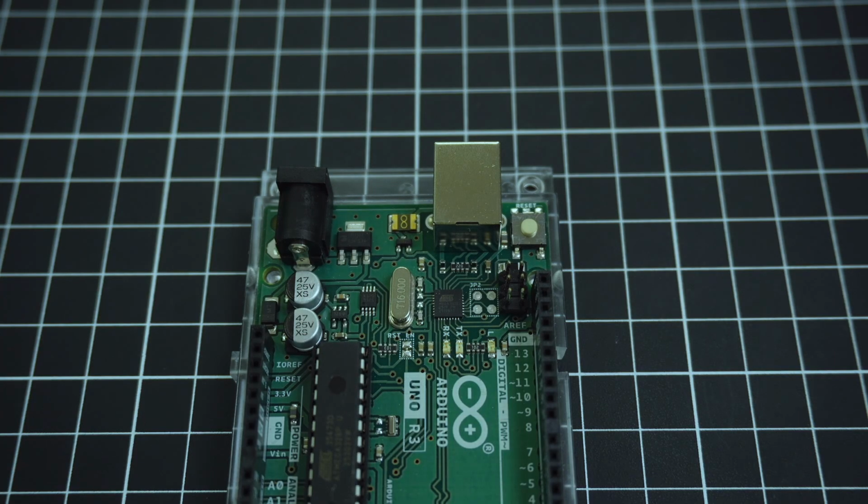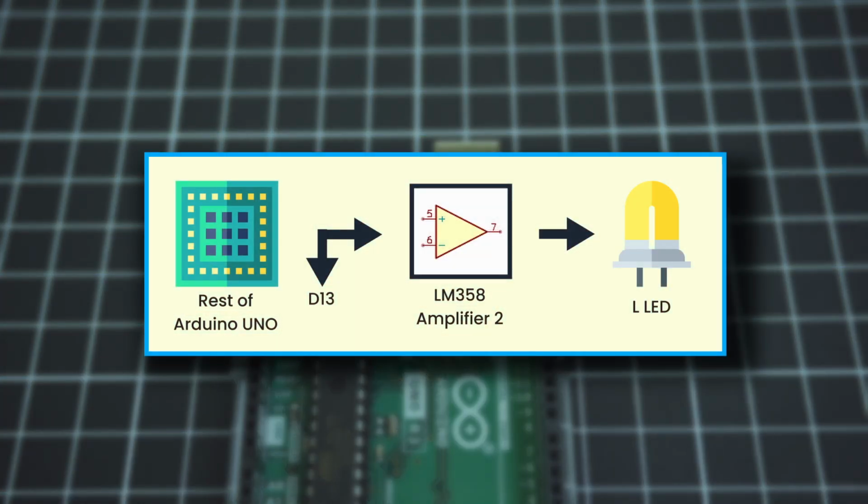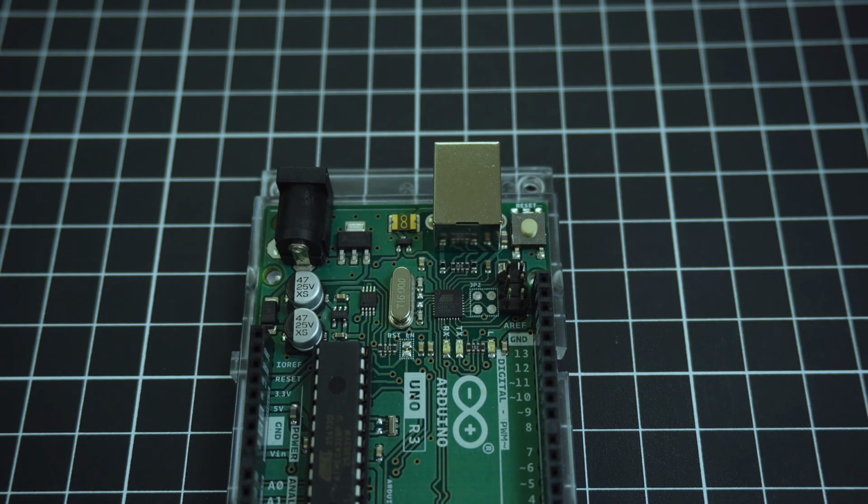to prevent power conflicts. The second amplifier is configured as a buffer for the onboard LED, connected to digital pin 13. This buffering ensures reliable LED operation, while protecting and isolating the microcontroller pin.